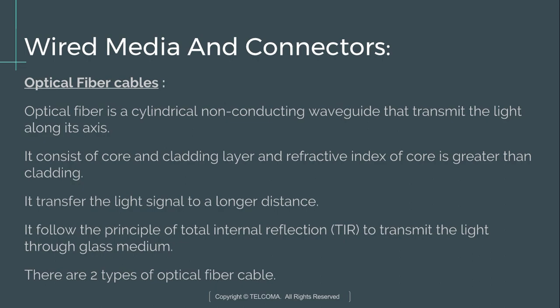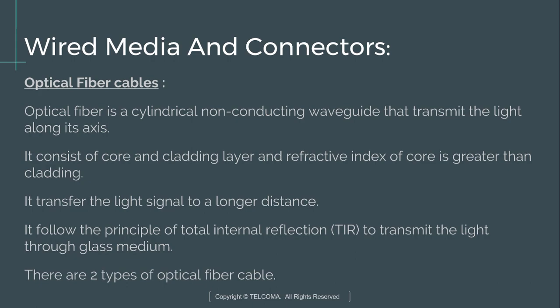The first is optical fiber cable. Optical fiber is a cylindrical non-conducting waveguide that transmits light along its axis. So it means optical fibers are used to transmit the signal in the form of light. It consists of a core and cladding layer, and the refractive index of the core is greater than that of the cladding. So it transfers the light signal over a longer distance. It follows the principle of total internal reflection to transmit the light through a glass medium.